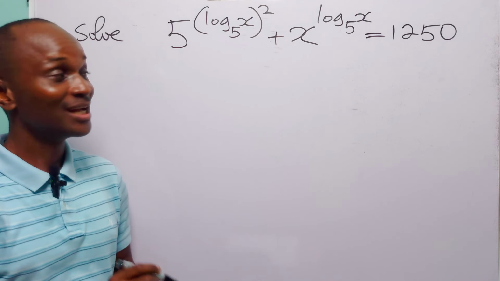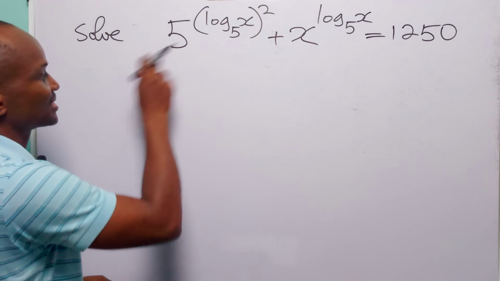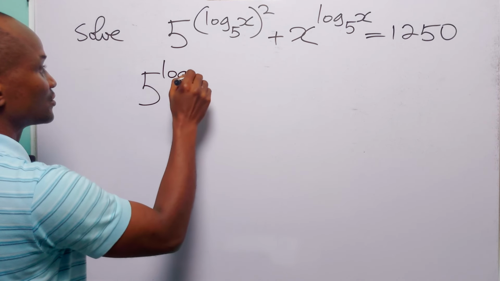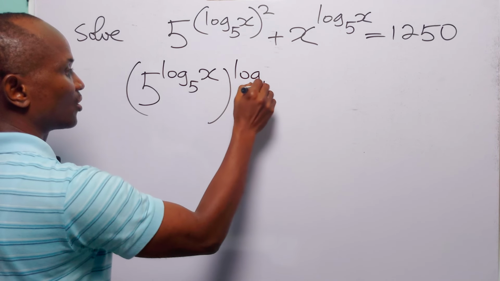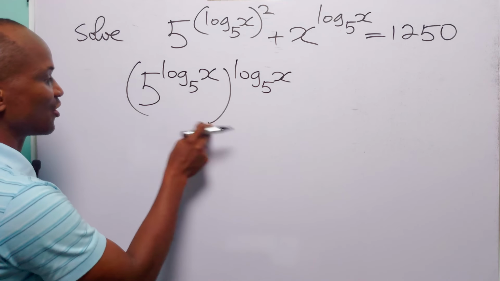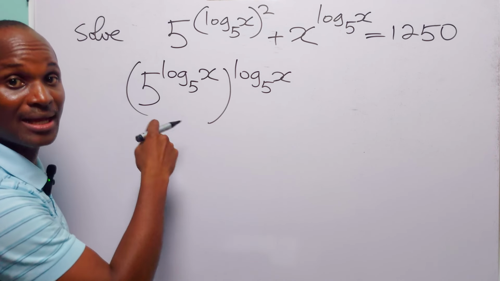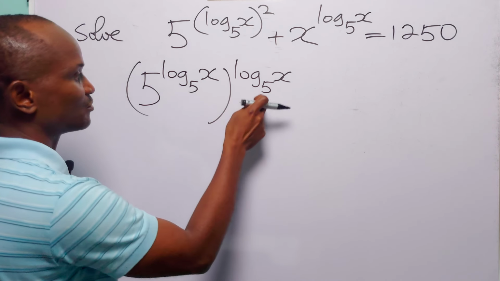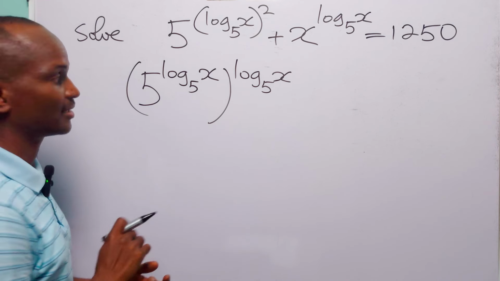Hello and welcome. To solve this logarithmic equation, let us rewrite this first term as 5 to the power log to base 5 of x to the power log to base 5 of x. Of course, you know that to get rid of this bracket, all we have to do is to multiply these two powers, and log to base 5 of x multiplied by log to base 5 of x is equal to log to base 5 of x squared.